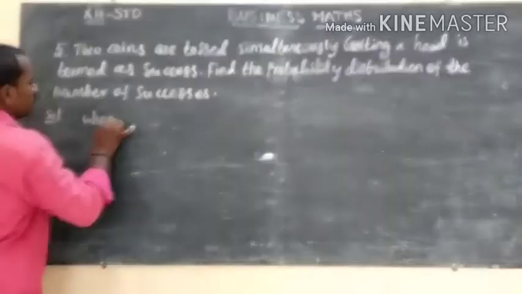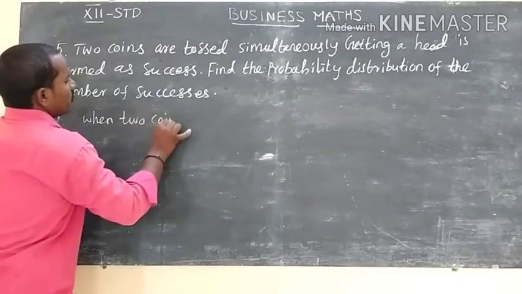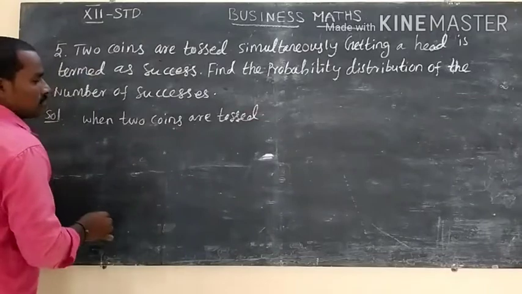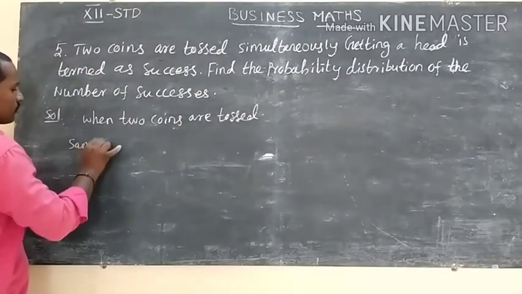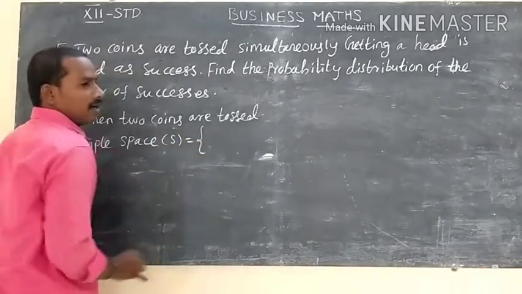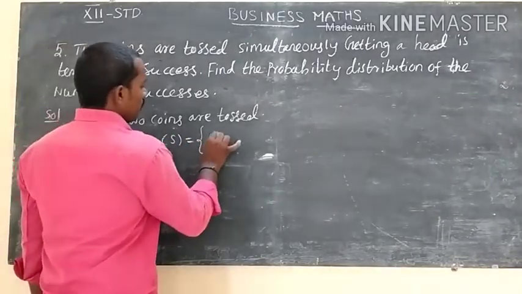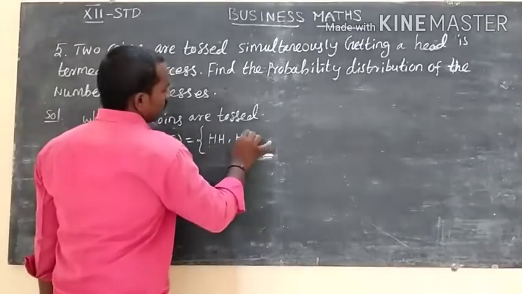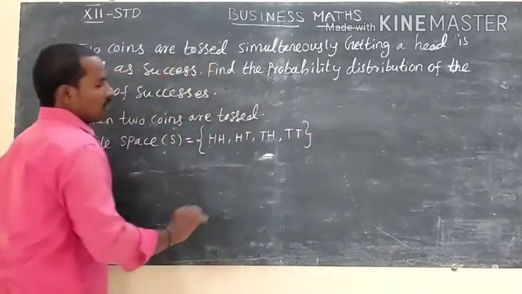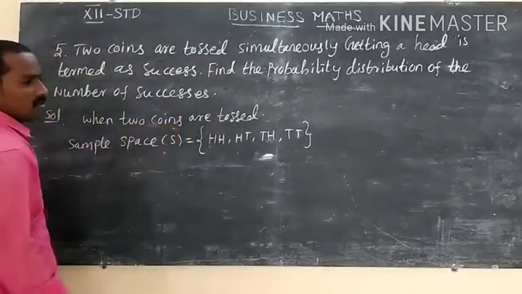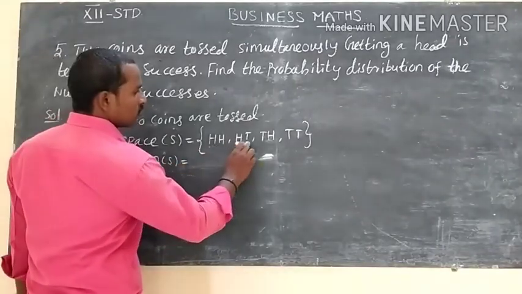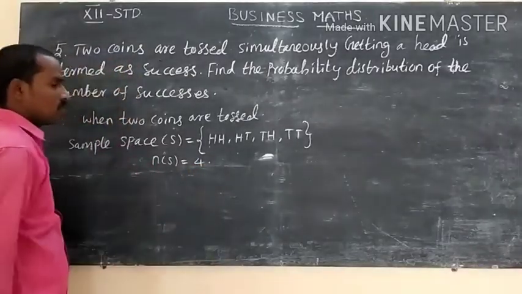When 2 coins are tossed, the sample space S is equal to, we already know what the outcomes are: head head, head tail, tail head, and tail tail. These are the outcomes when 2 coins are tossed. Here n(S), the total number of outcomes, is 1, 2, 3, 4. n(S) is equal to 4.